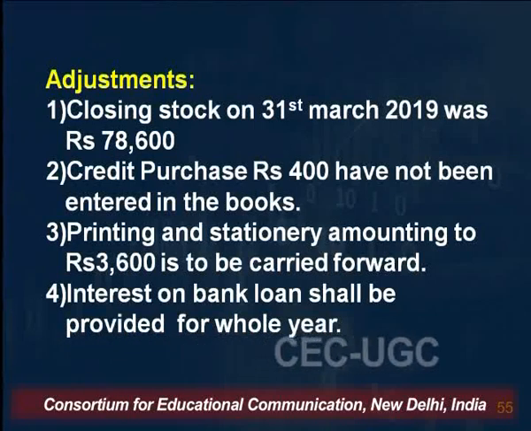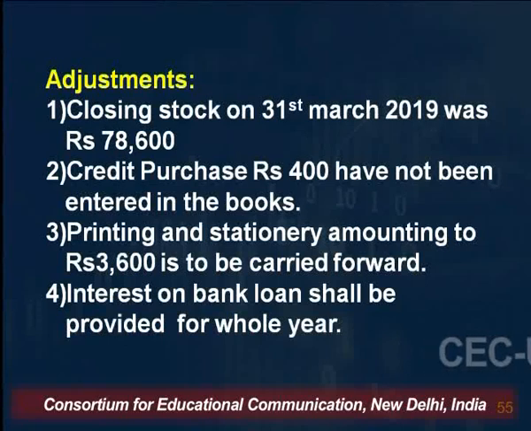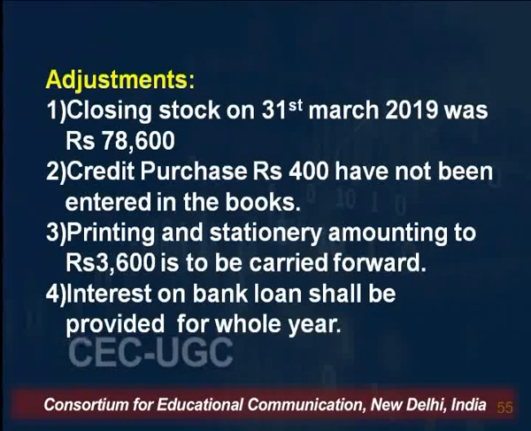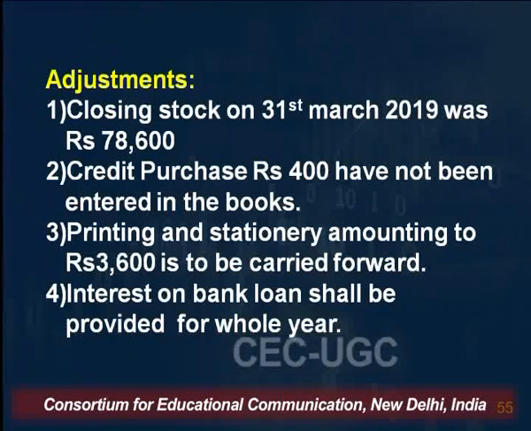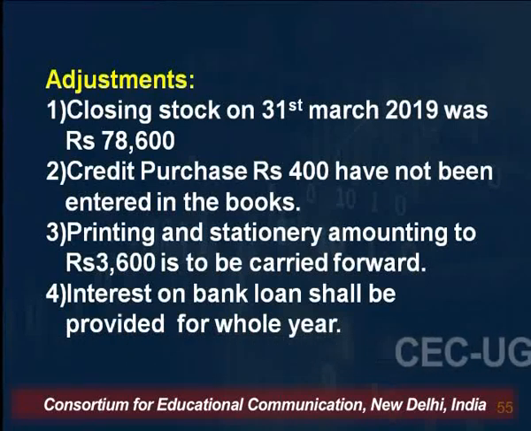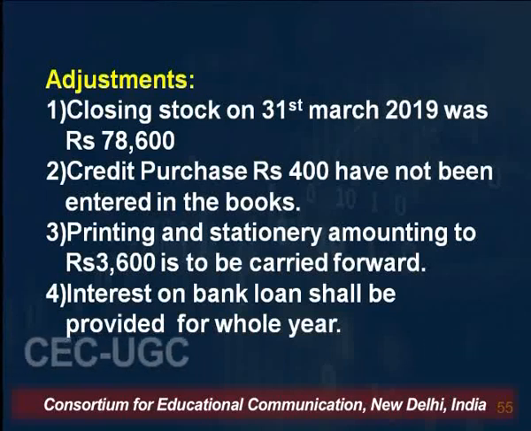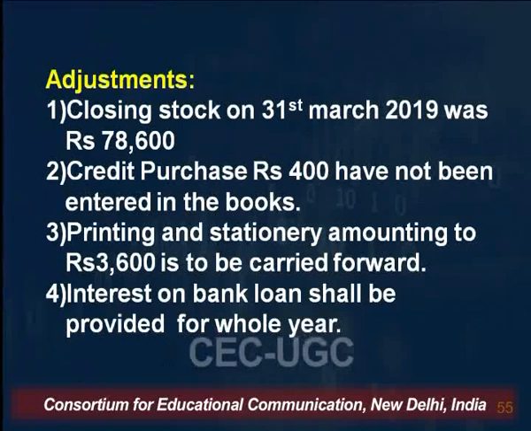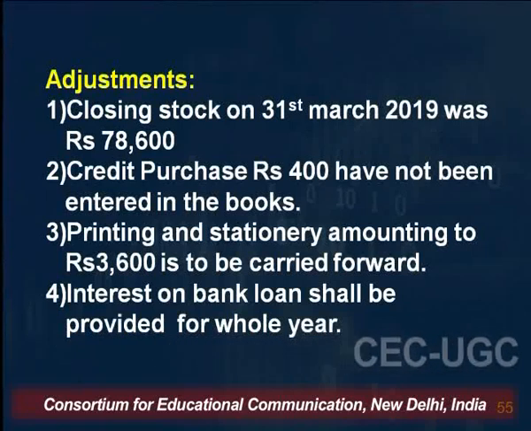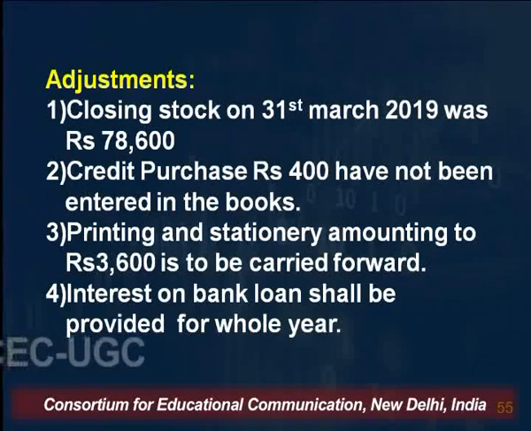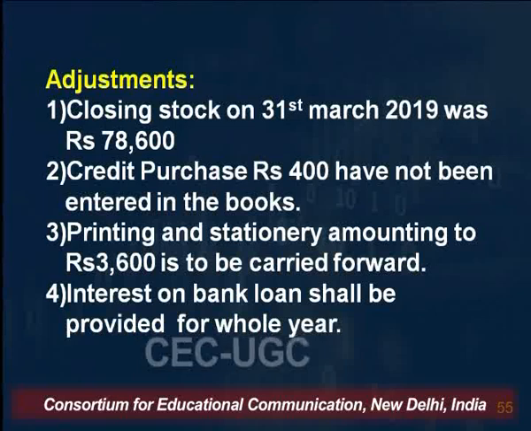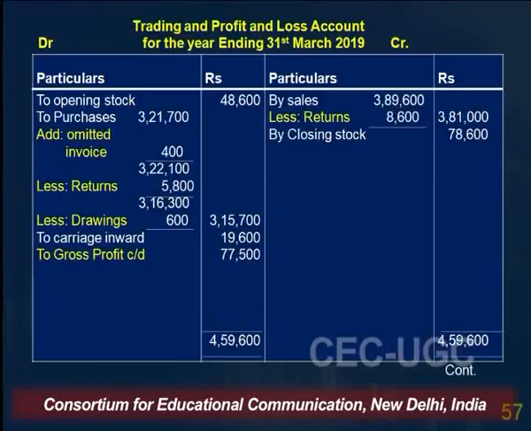So the items which are given outside of the trial balance will be recorded at least at two places. More than two places could be possible. The second adjustment given is credit purchase of rupees 400 has not been entered in the books. The credit purchase which is not entered in the books has to be recorded. So this will be recorded in the purchases in the trading account, and because of the purchases, creditors will also be increased.